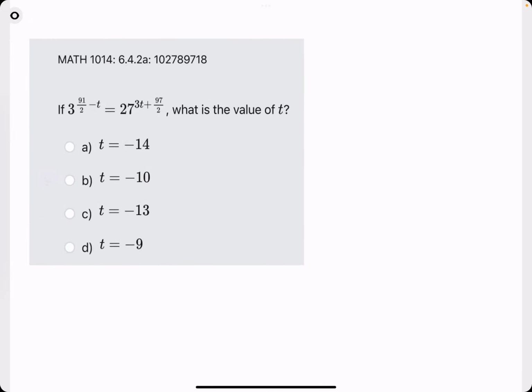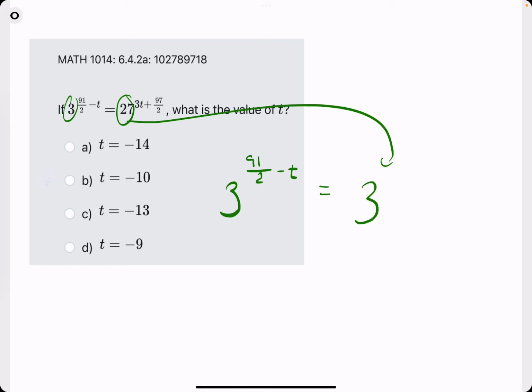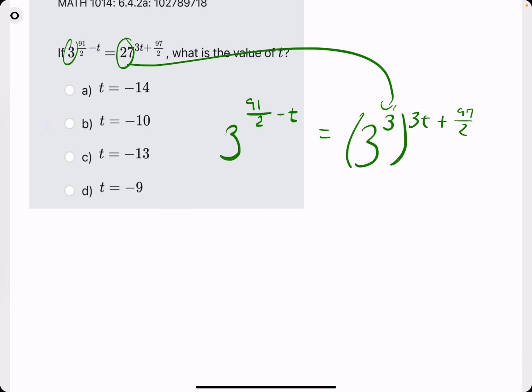All right. So with this one, we see a 3. We're not going to reduce that 3 to a smaller base by any means, but we can reduce the 27 to have a base of 3, right? So we're going to leave 3 to the 91 over 2 minus t equals, and we're going to rewrite the 27 as 3 to the third power. And then that's still raised to the 3t plus 97 over 2. Lovely. All right, so now let's distribute the 3 here and here.